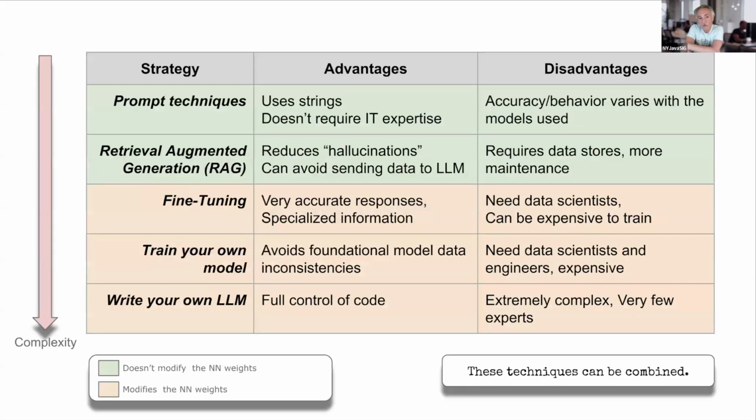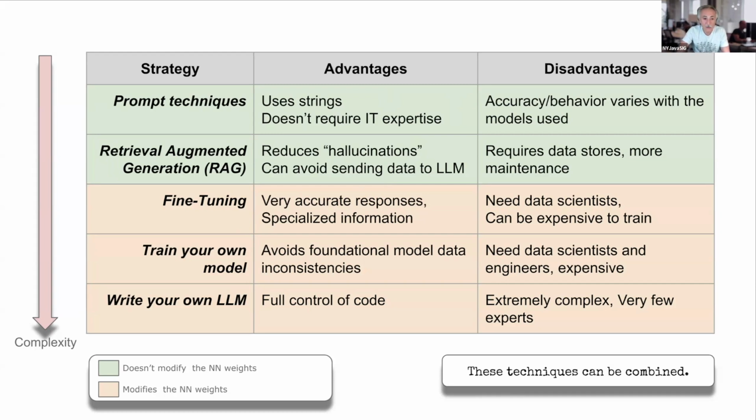Prompt techniques are obviously just strings, right? So it doesn't require super IT expertise. It's just strings, so those are the easiest. They're not exactly complicated. A RAG system is probably next, but that involves having a database and maintaining a database and things like that. But you're still dealing with strings.